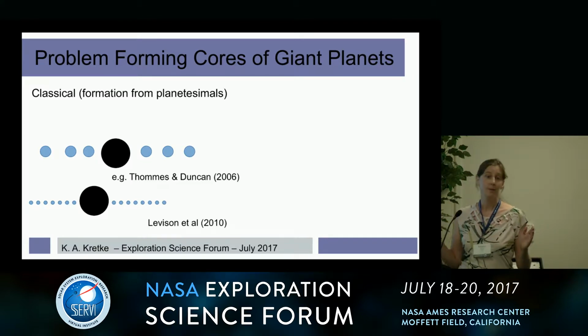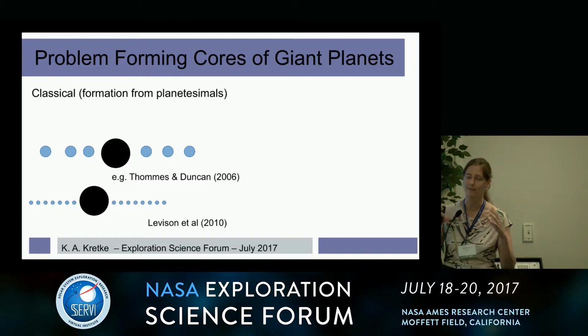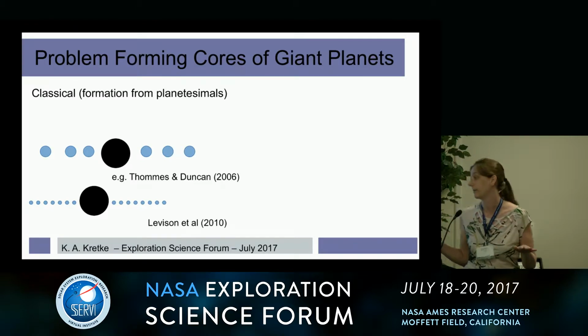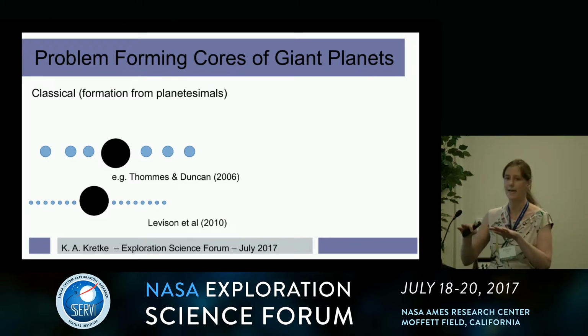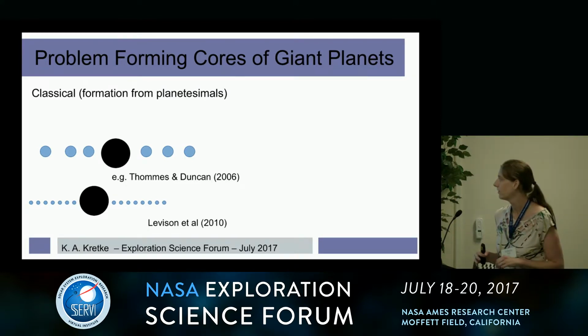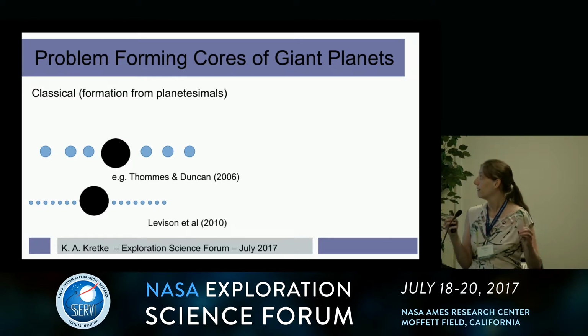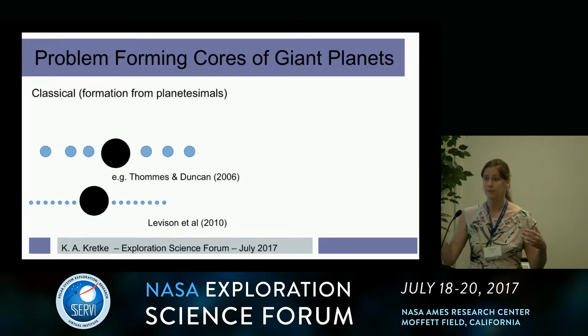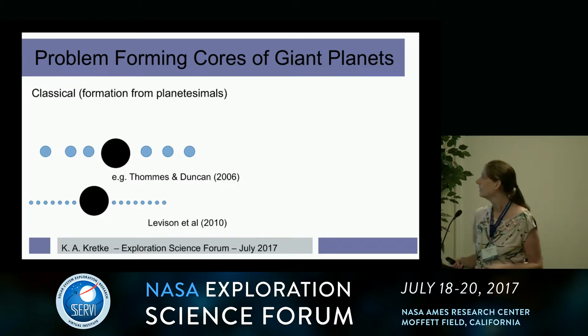So in order to form a giant planet, you first need to form an icy, rocky core of around 10 Earth masses inside the early gas-rich protosolar nebula. It turns out that it's actually kind of hard to get a large enough, maybe 10 Earth mass rocky, icy core before the gas disk goes away. The general idea was that you would start out with a bunch of planetesimals, so a bunch of asteroid-sized objects.